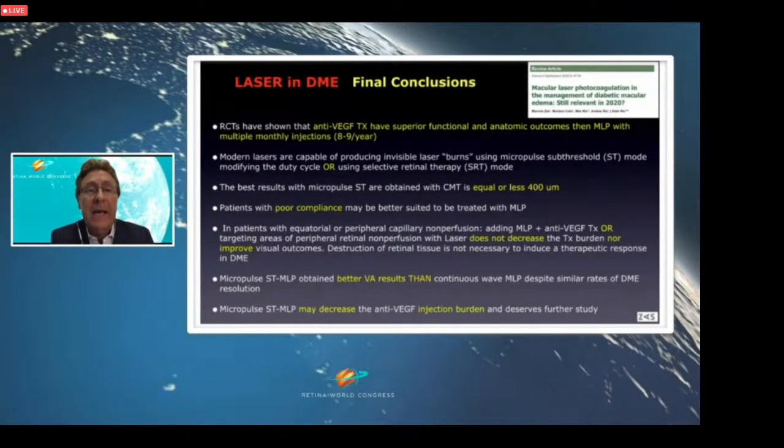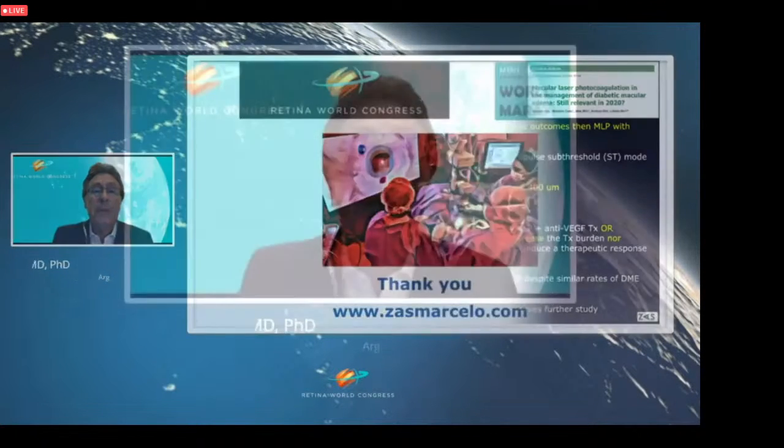Patients who have poor compliance may be better suited to be treated with MLP. In patients with equatorial and peripheral capillary non-perfusion, adding LLP to anti-VEGF therapy or targeting areas of peripheral retinal non-perfusion with laser does not decrease the treatment burden nor improve visual acuity. Also, micropulse laser obtains better visual acuity than continuous wave laser despite a rise in diametric resolution. And maybe in the future, micropulse laser photocoagulation may decrease the anti-VEGF burden, and obviously deserves study. Thank you for your attention.